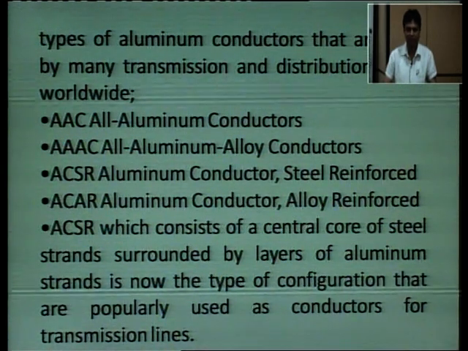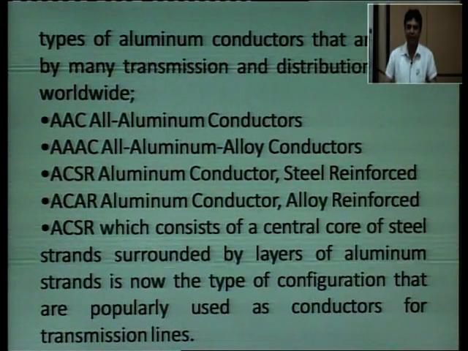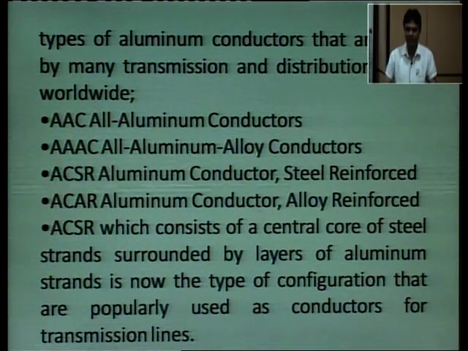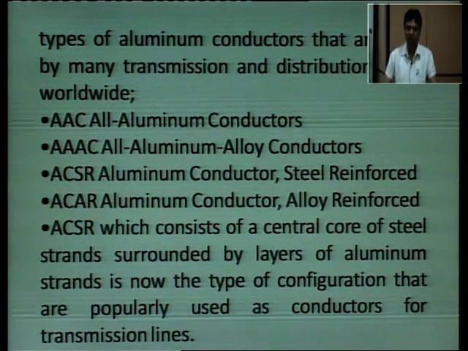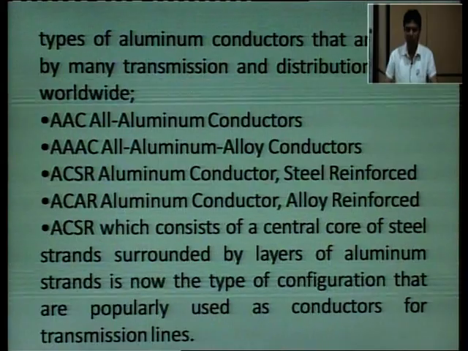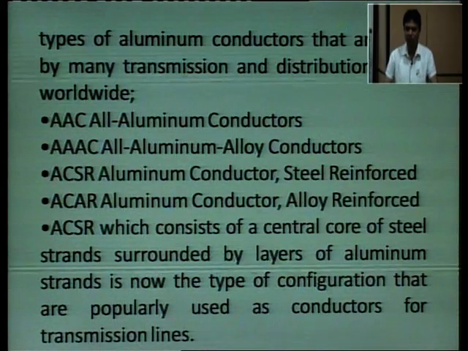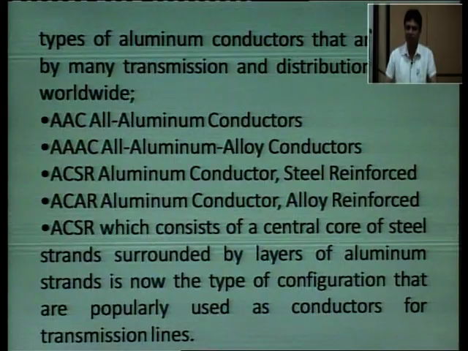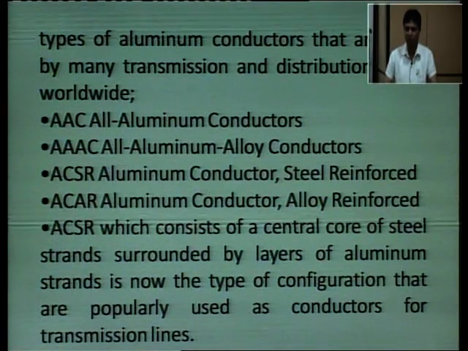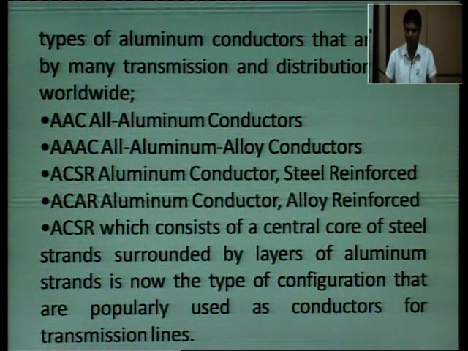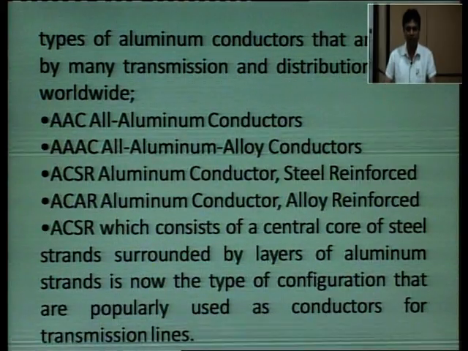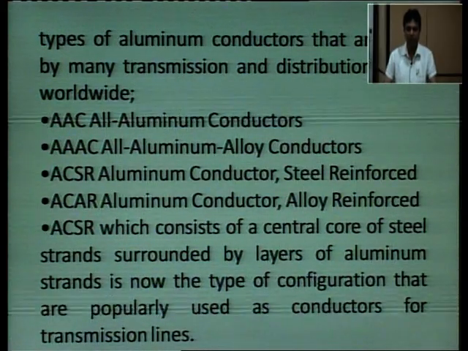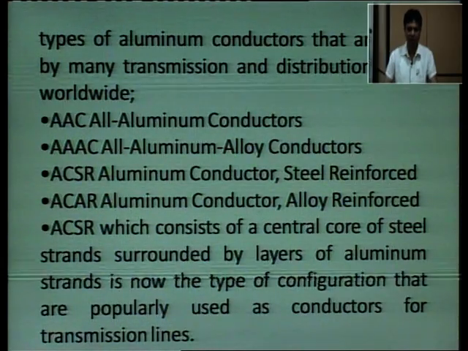Types of aluminum conductors that are used by many transmission and distribution utilities worldwide: AAC means all aluminum conductors. AAAC, all aluminum alloy conductors. ACSR, aluminum conductor steel reinforced. ACAR, aluminum conductor alloy reinforced. ACSR, which consists of a central core of steel strands surrounded by layers of aluminum strands, is now the type of configuration that is popularly used as conductor for transmission lines.